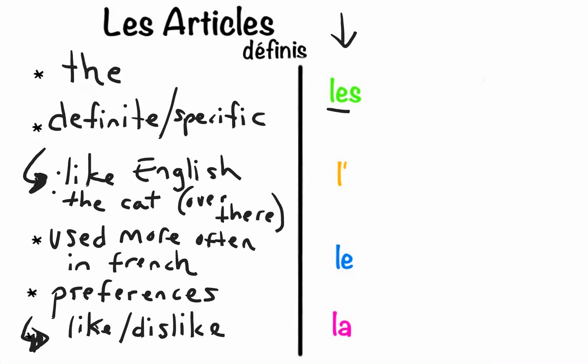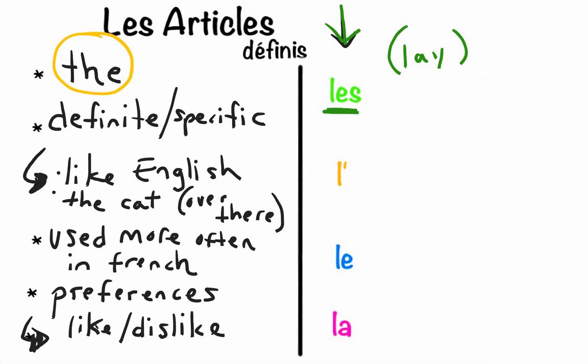So now let's get to the actual ones in French. Remember, we just have a single one that we're going to use in English most of the time. And for French, we have this whole column, these four. So, les sounds like lay. And it means the, as will every other word here. And this is going to be used for plural words. That means more than one.